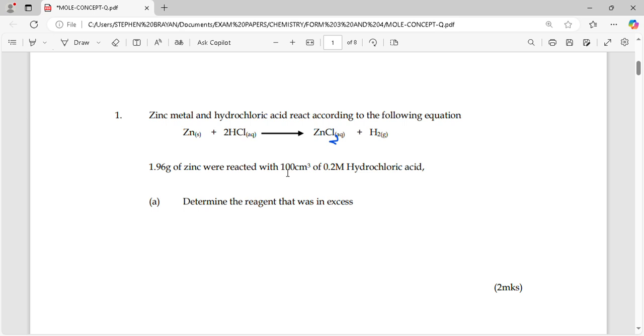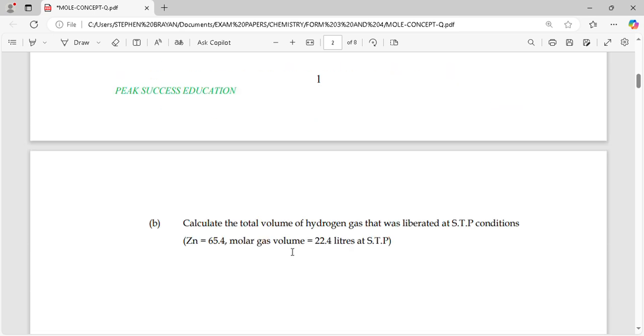With these questions, you have to be very careful, because any information that is in the question, you must use it. If you finish the question and you have not used some information that was provided, the answer may most likely be wrong. So we have here 1.96 grams of zinc, and if you come down here, you see we've been given the RFM of zinc as 65.4 grams.